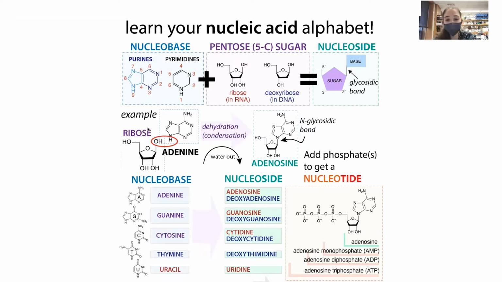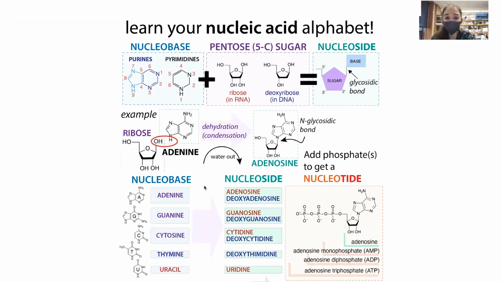Another memory trick to remember which are which is pure as gold. So purines are adenine and guanine, and the others are your pyrimidines. So cytosine, thymine, and uracil are the pyrimidines.